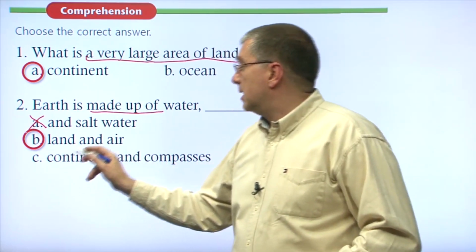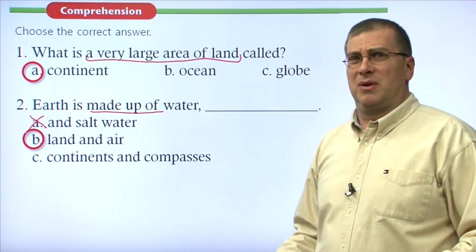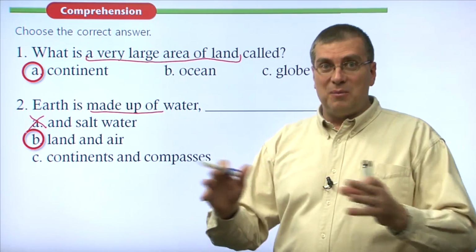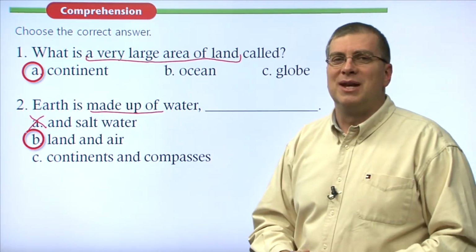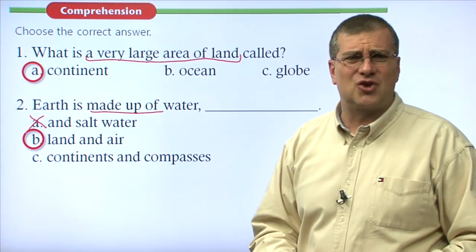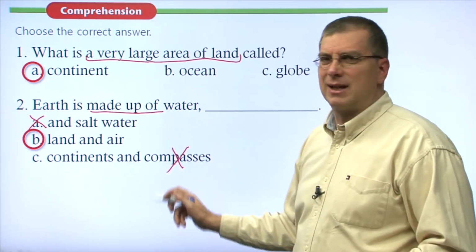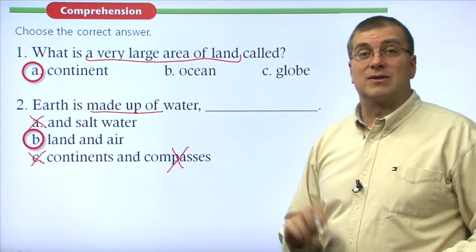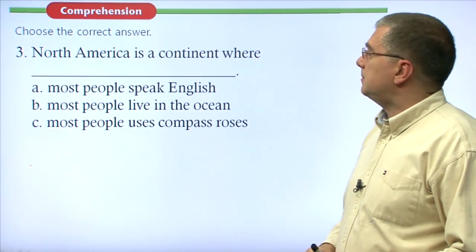The choice C, water, continents, and compasses. The earth is made up of compasses? That's crazy, right? That would have to be a lot of compasses, to help make up the earth. That would be very terrible. There'd be a lot of trash, wouldn't it? A lot of plastic laying around. So of course that's silly, right? So C is not the correct answer. B is the correct answer for number 2. Let's move on to number 3.